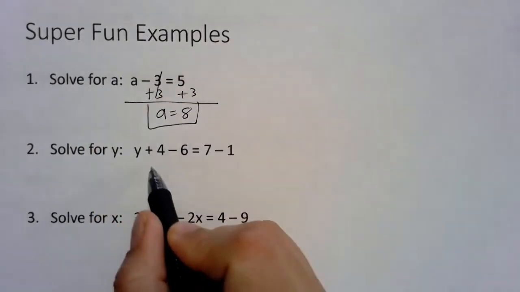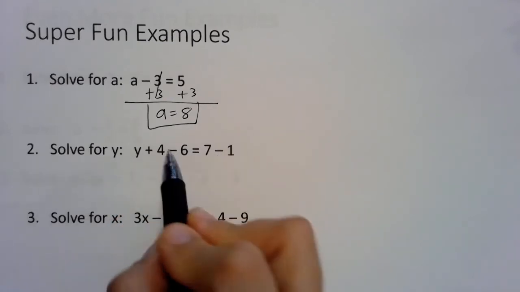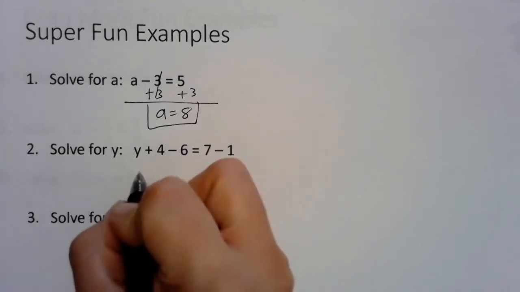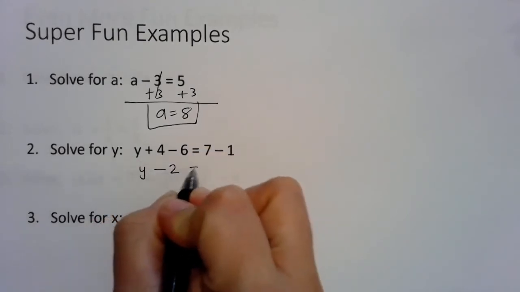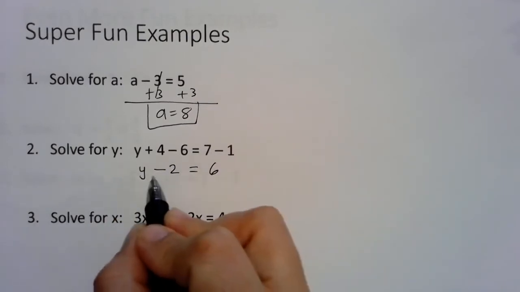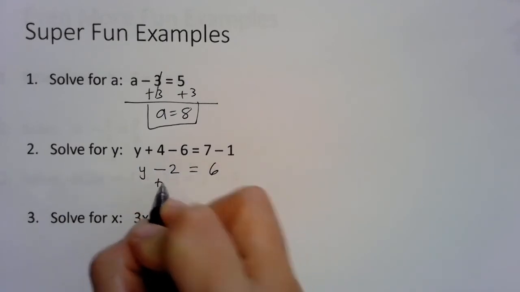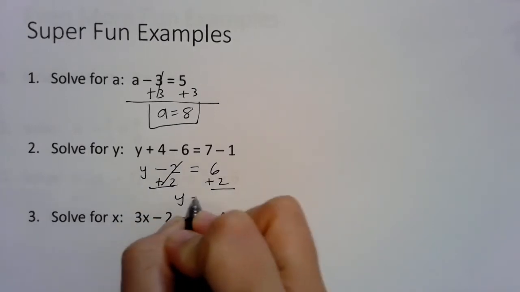Okay, so here we have y plus 4 minus 6 is equal to 7 minus 1. Before we do that, we need to combine like terms first. So this is the same as saying y plus 4 minus 6 is negative 2. So y minus 2 is equal to 7 minus 1, which is 6. Then to isolate y, we need to add 2, do the opposite to both sides. Okay. So this becomes y is equal to 8.